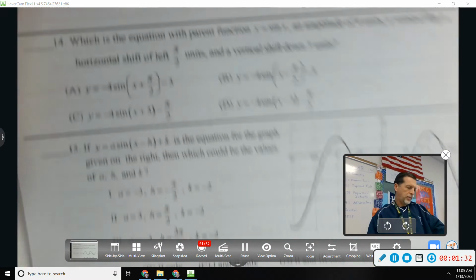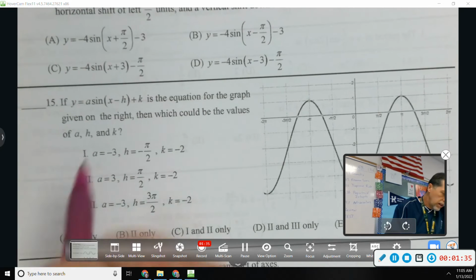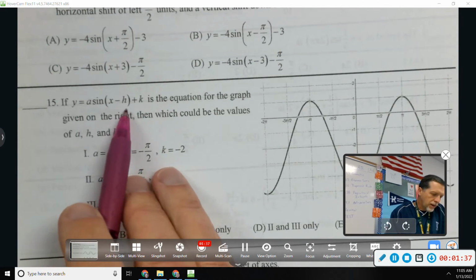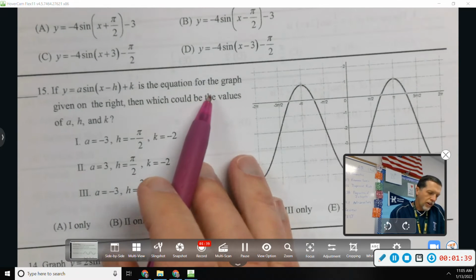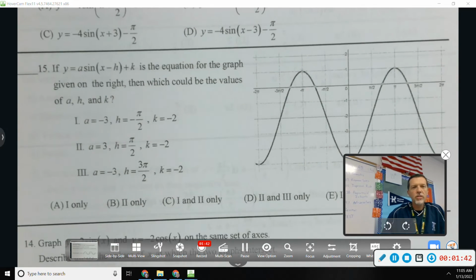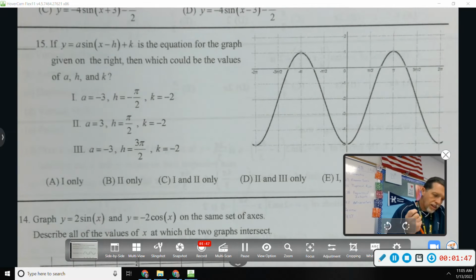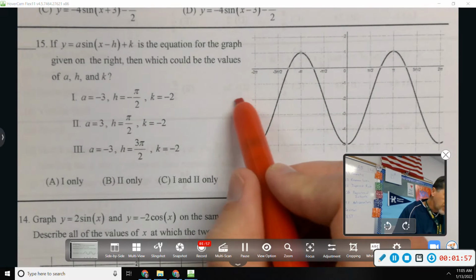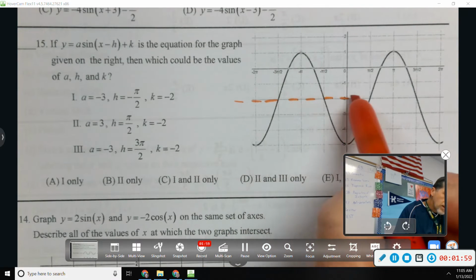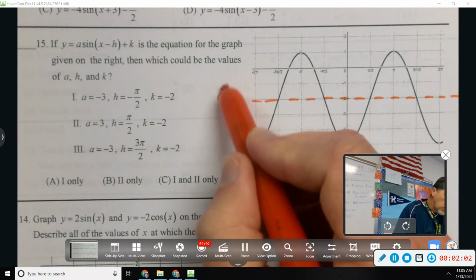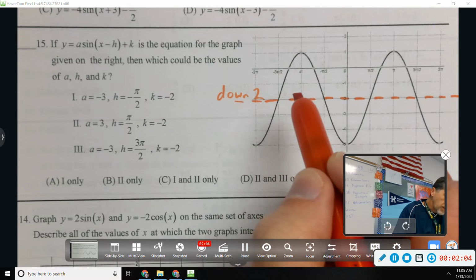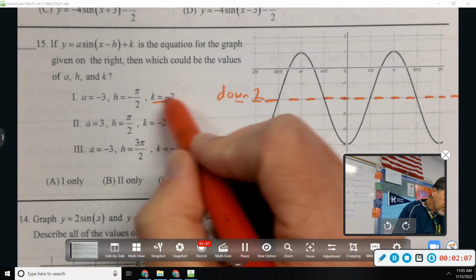Number 15. If y equals a sine x minus h plus k is the equation for the graph on the right, what could be the values for a, h, and k? Well, let's look at the graph on the right. It's been moved down. Yeah, but where's the midline? So I don't want to say it's been moved down 5. Where's the midline of the graph? -2. So I would say it's been moved down 2. So that means k is -2.